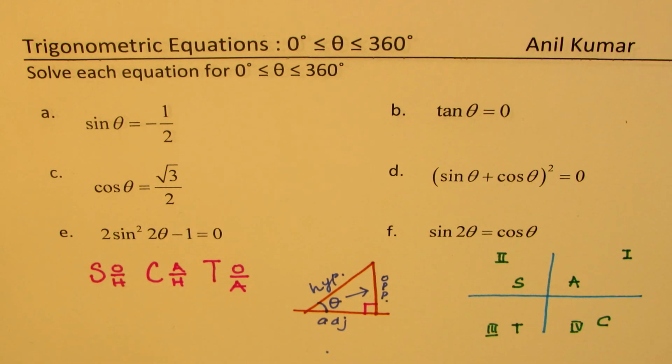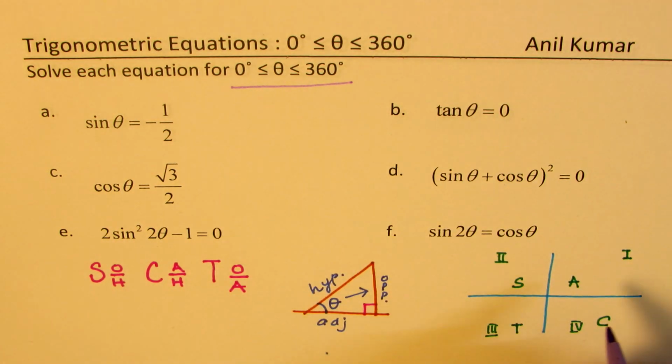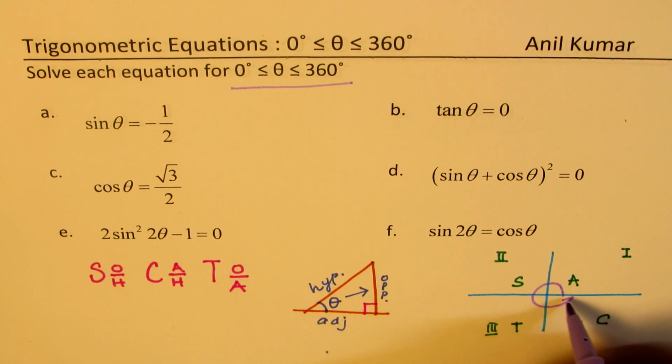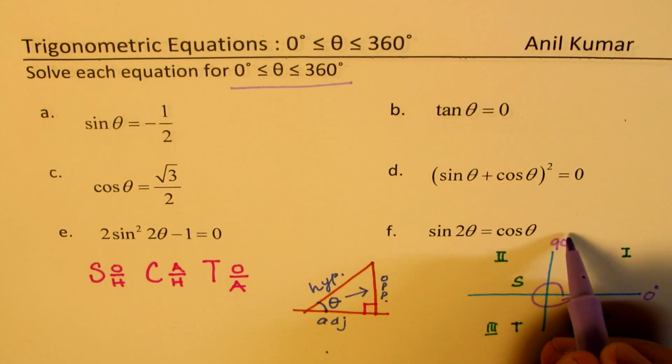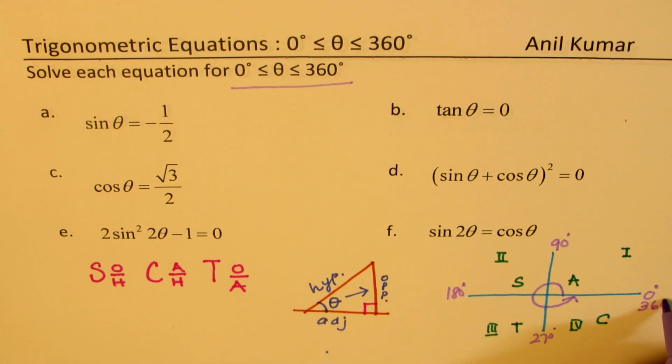Now when we are saying that theta is between 0 to 360 degrees, it means we are talking about one full circle, correct? So this is 0 degrees for us, and then this is 90 degrees, 180 degrees, 270 degrees, and 360 degrees, correct? So now we have understood our basics. Let's try to answer these questions one by one.